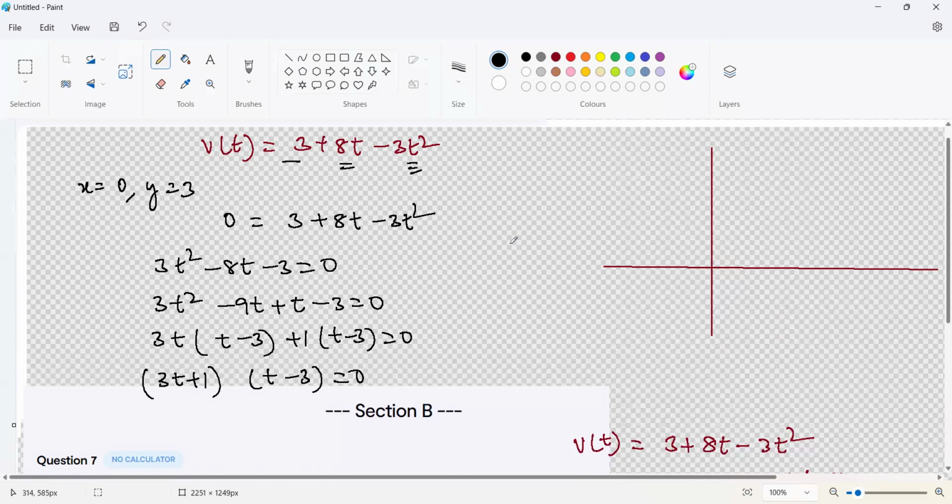One is 3t plus 1 is equal to 0. From here, my time will be negative, which is not possible. And from the other factor, I get t is equal to 3 seconds, at which my velocity will be 0.